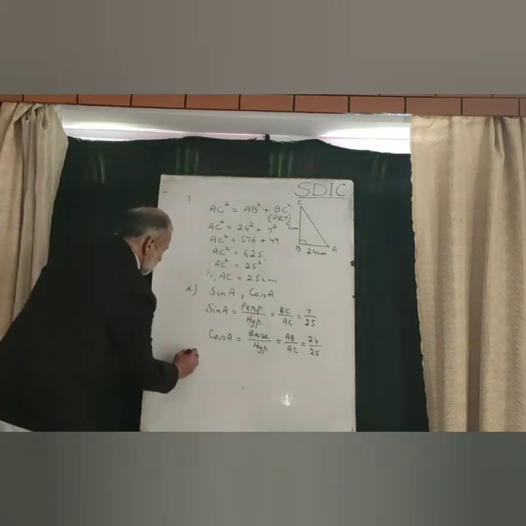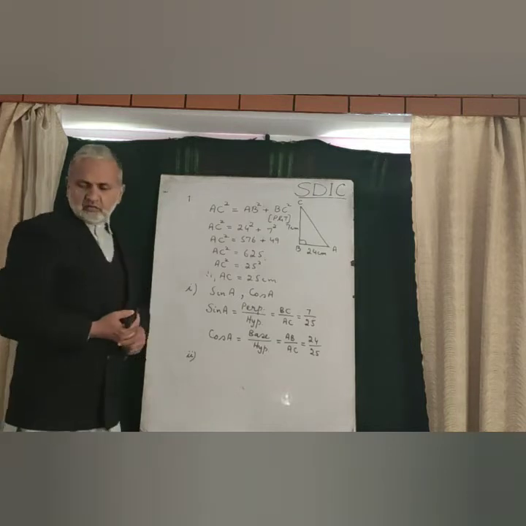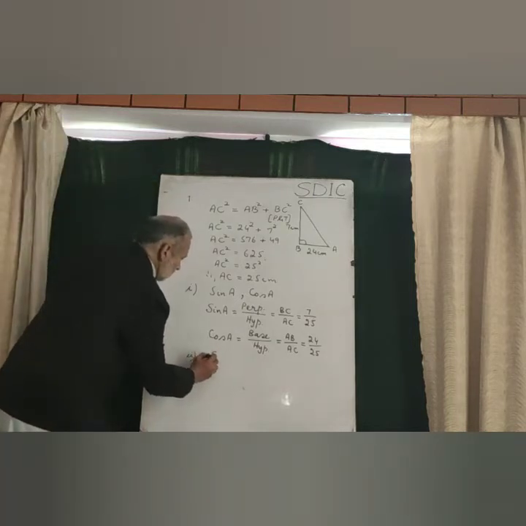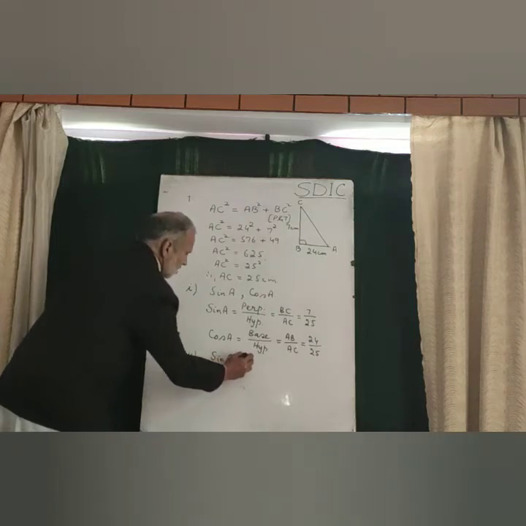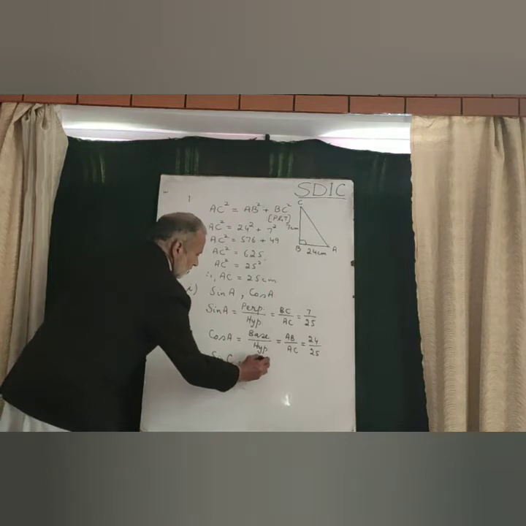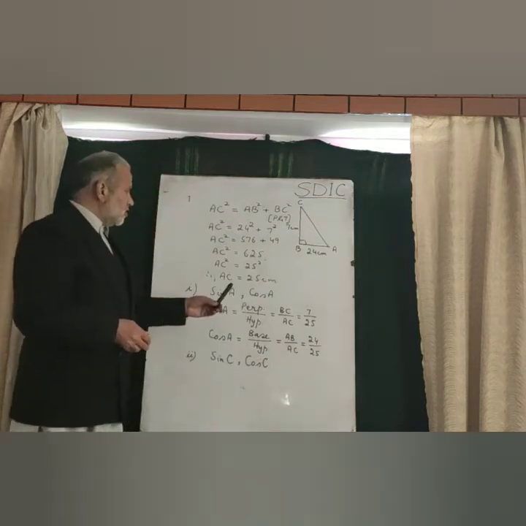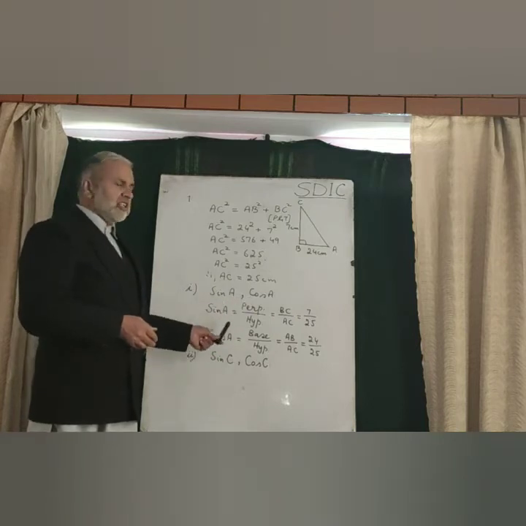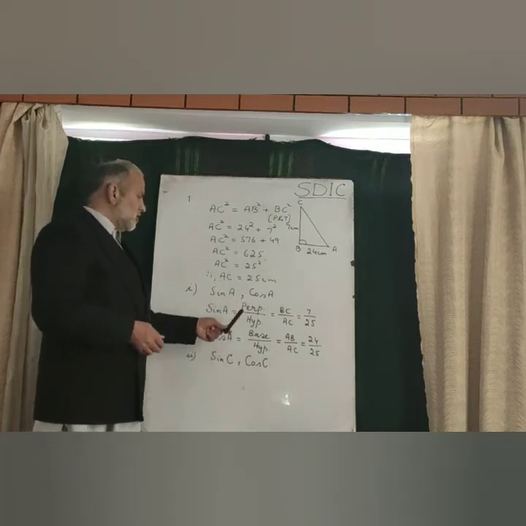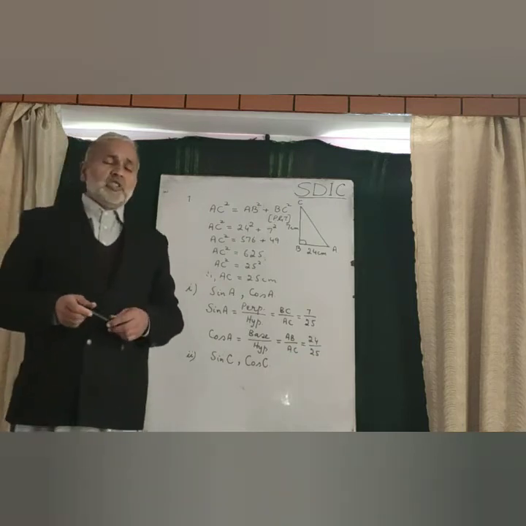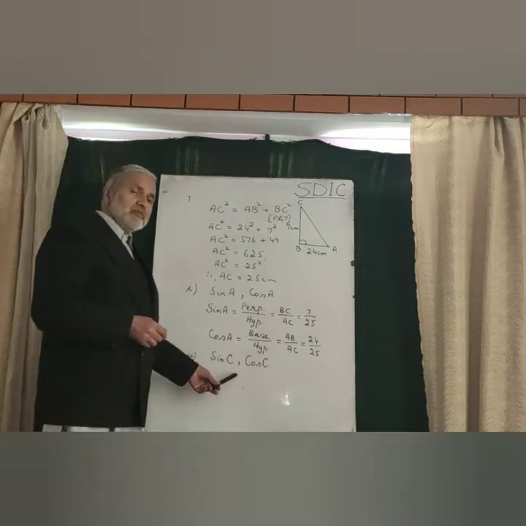In the second part of this question, we are asked to find sine C. This time the acute angle is changed. Instead of A it is C. We also have to find cos C. So therefore, the definitions used will be the same. For sine it is perpendicular by hypotenuse. For cos it is base by hypotenuse. But you have to identify them now with respect to acute angle C.